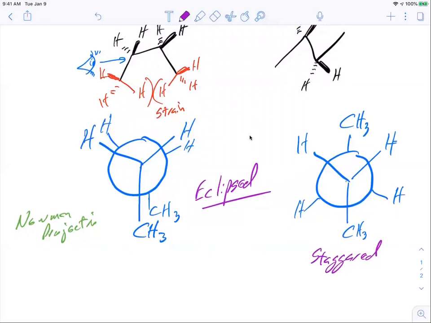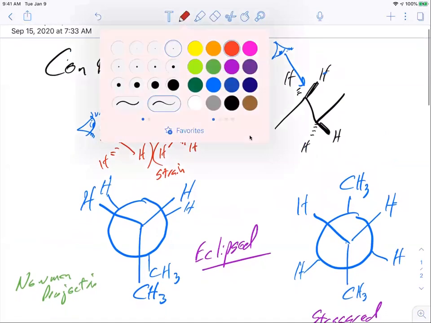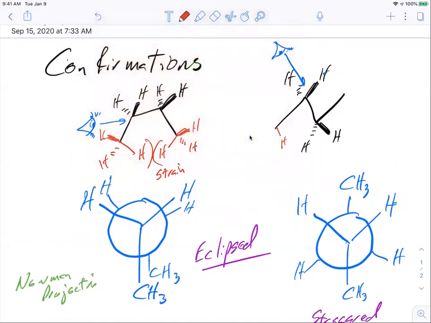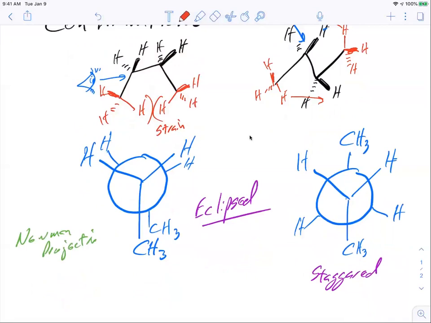Because all of the atoms are staggered to each other, if we again draw in our hydrogens on those two methyls, you don't have that interaction. This hydrogen is actually pointing in the middle of that one, and this hydrogen is pointing in there. We have lots of space, so there's plenty of space for those methyl groups. Because of that, the staggered is going to be lower energy. It's going to be the more stable form.